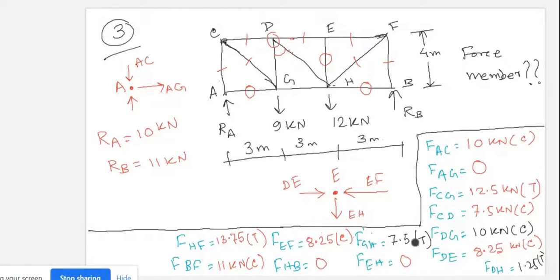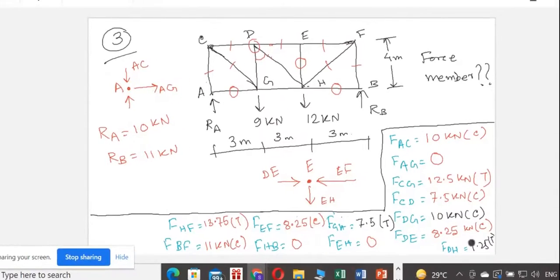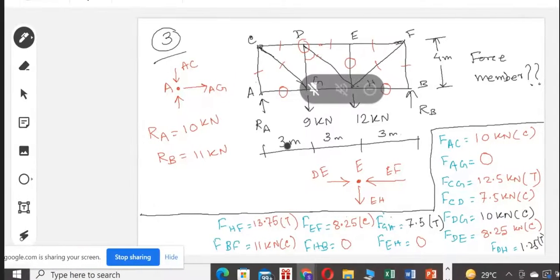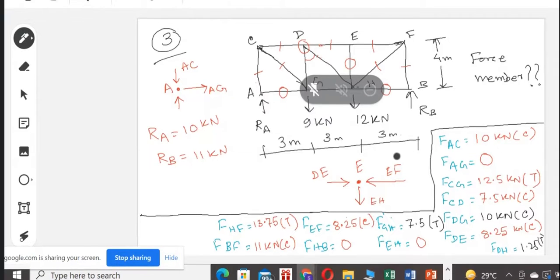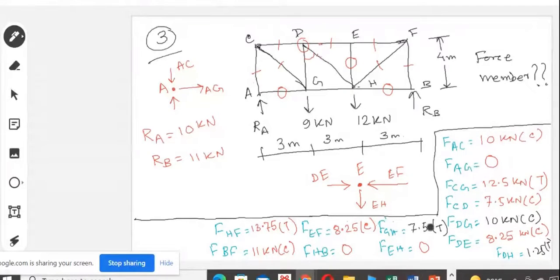Anyone got these two, FDG and GH? Otherwise you can check it out, because if one is coming, the other will also come. And please take a snapshot of this whole part, so that if you are not getting it today, you can just check it out. All the answers are written here along with compressive and tensile. Can I go to the next slide?